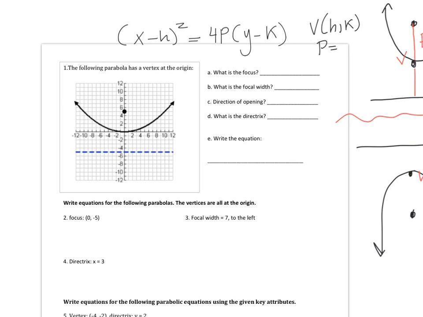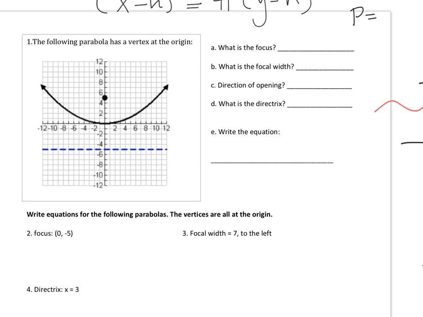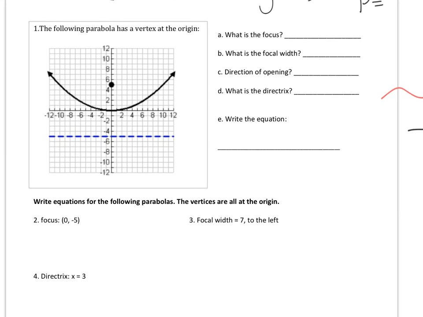Okay, so let's start with the first problem, number 1. The first thing I need to look at is the vertex. What is the vertex? Because that will give me the h and the k. So the vertex is (0, 0). Here the origin is my vertex. That means that h is 0 and k is 0. You have to do that right away no matter what they ask you. Then you need to look at the focal width, which means this is the p. So what is the distance between the vertex and the focus?